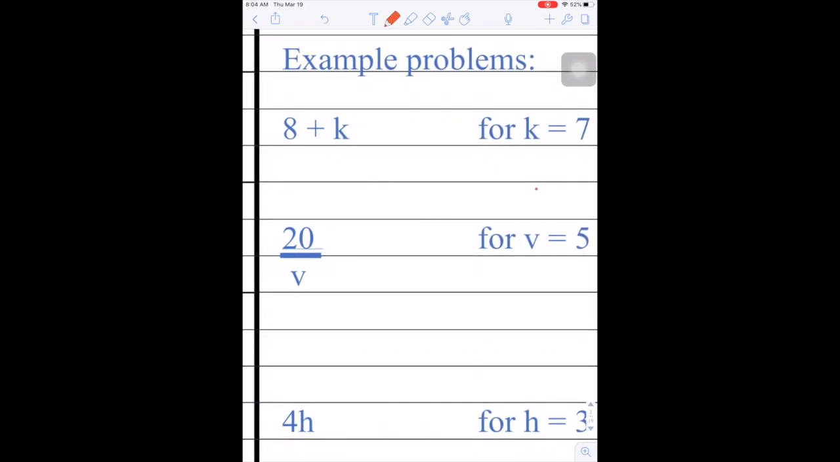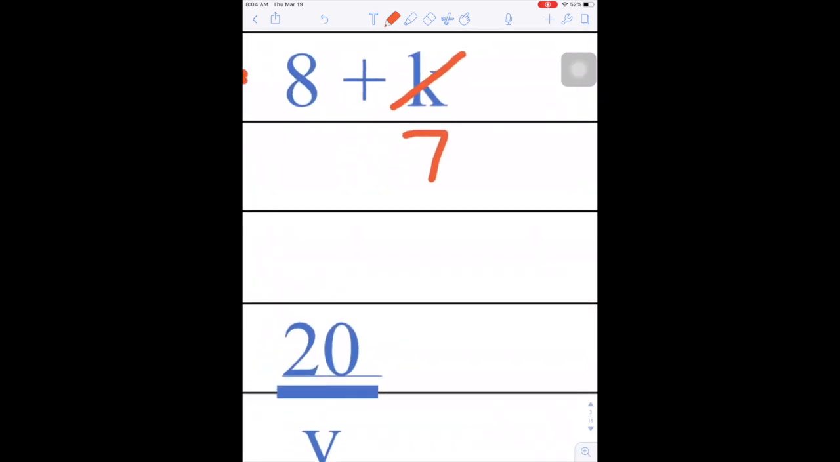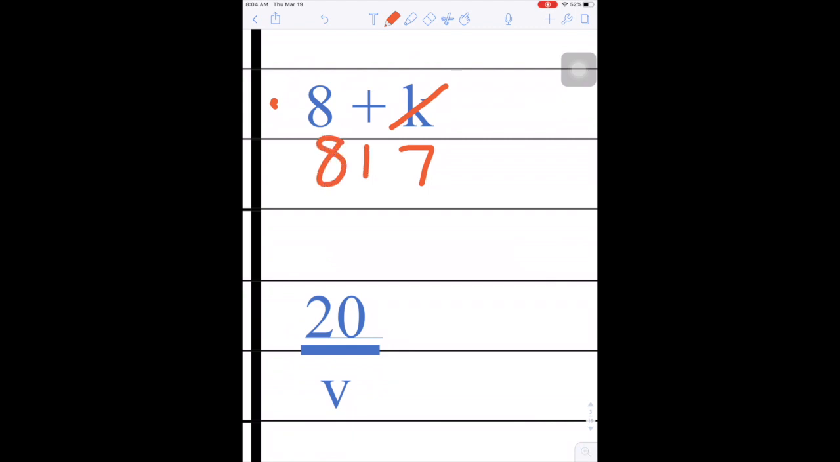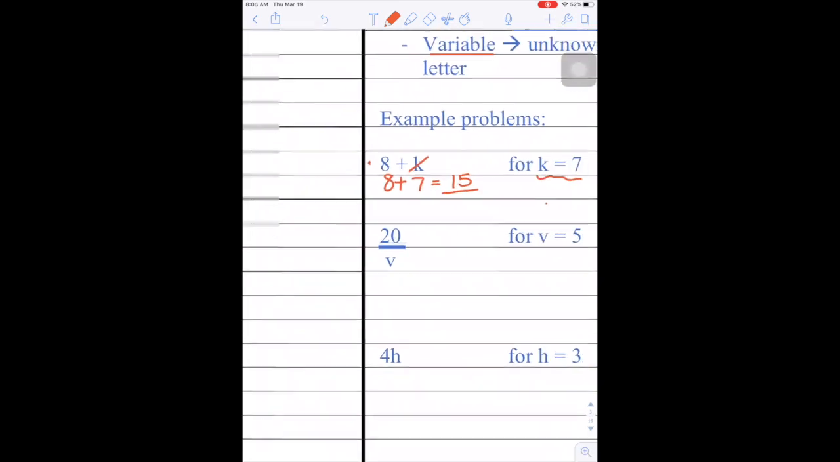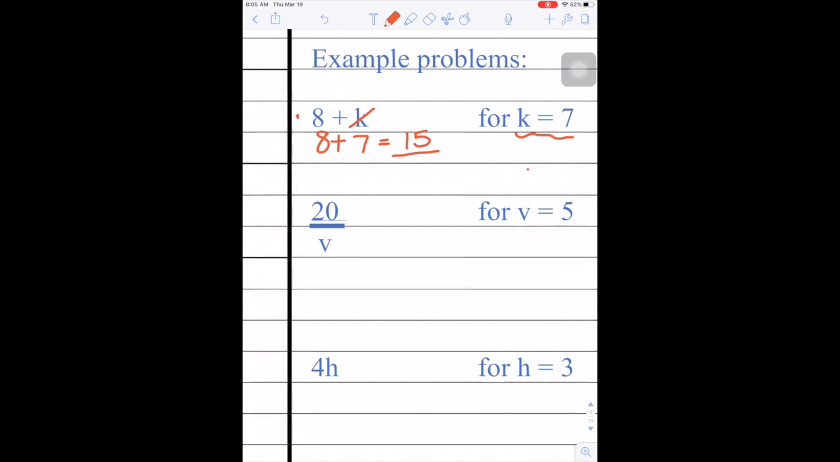So for this first one, 8 plus k, and they told us over here, k equals 7. So I can just go ahead and in place of k, write the number 7. I'm going to rewrite the whole expression. 8 plus 7, and then I can tell what the answer is, and 8 plus 7 is, hopefully you said 15. All right, next one.